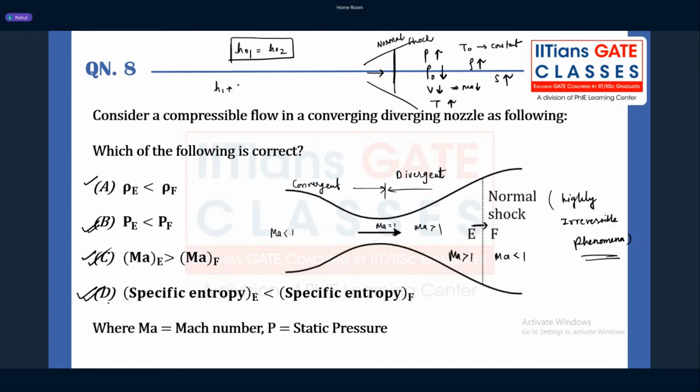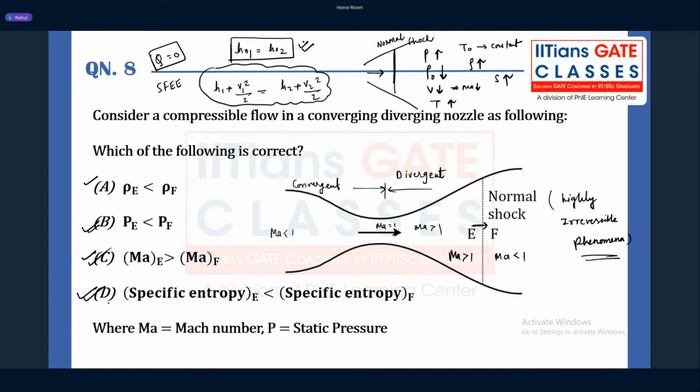Remember, H1 plus V1 square over 2 equals H2 plus V2 square over 2. For this steady flow energy equation, we require only one condition. What is the condition? There has to be an adiabatic process. We don't need the process to be reversible or irreversible, right? That's why, even though it is an irreversible phenomenon, H naught 1 equal to H naught 2 is still satisfied in the case of normal shock.